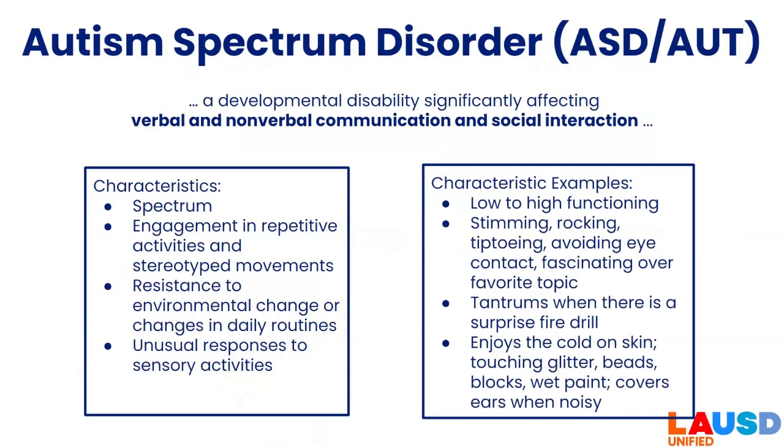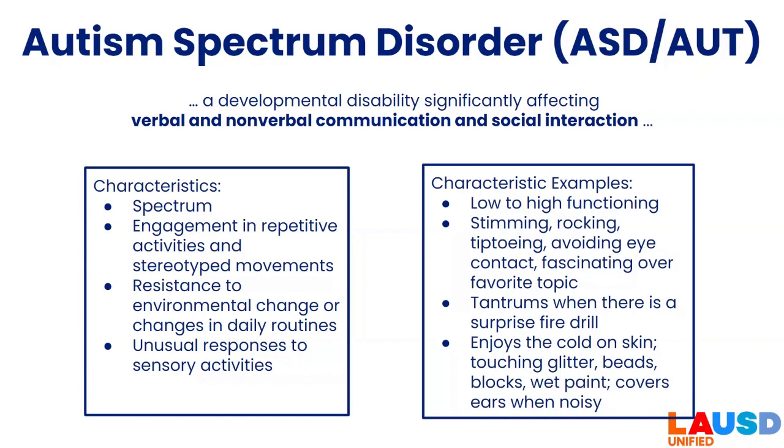Autism spectrum disorder, or ASD-AUT, is a developmental disability significantly affecting communication and social interaction. Also characterized as having restricted, repetitive, and stereotyped patterns of behavior or interests, generally before the age of 3. ASD can adversely affect a child's educational performance. As the word spectrum in ASD suggests, students can be found within a wide spectrum, from mild to moderate with high functioning skills, or moderate to severe with low functioning skills.